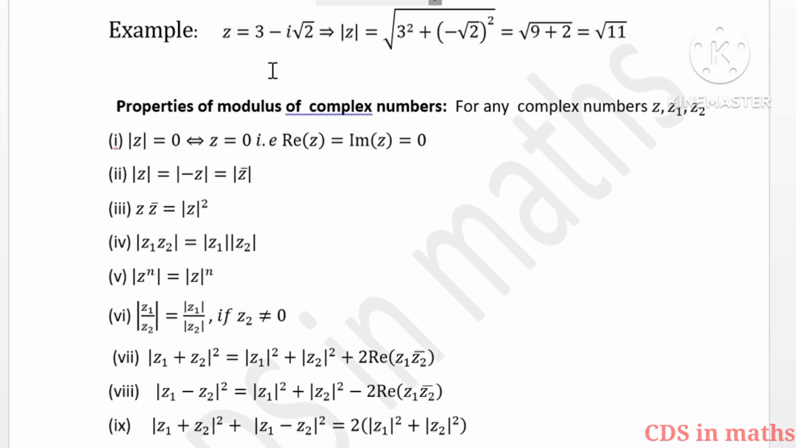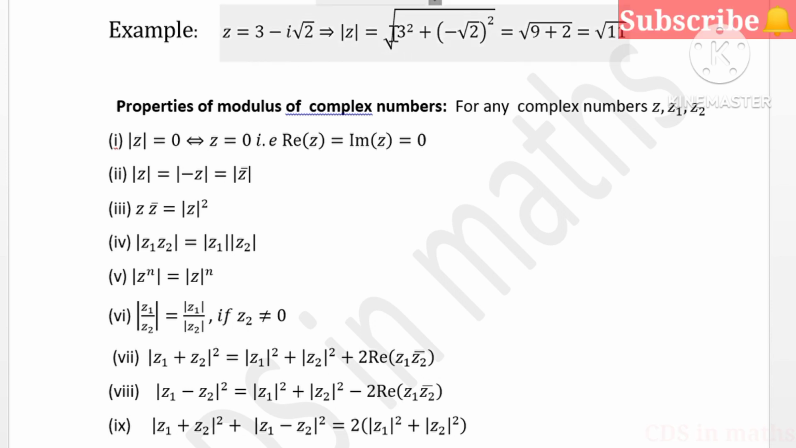Let's take an example. Say z is equal to 3 minus i root 2. Now suppose you have to find the modulus of z. So I'll follow the definition. It is of a plus ib form. So under root, the real part is 3, so the square of the real part plus the square of the imaginary part. Here the imaginary part is minus root 2. So the square: 3 square is 9, minus root 2 square is 2. So 9 plus 2 is 11, under root 11. So this is a very simple definition.